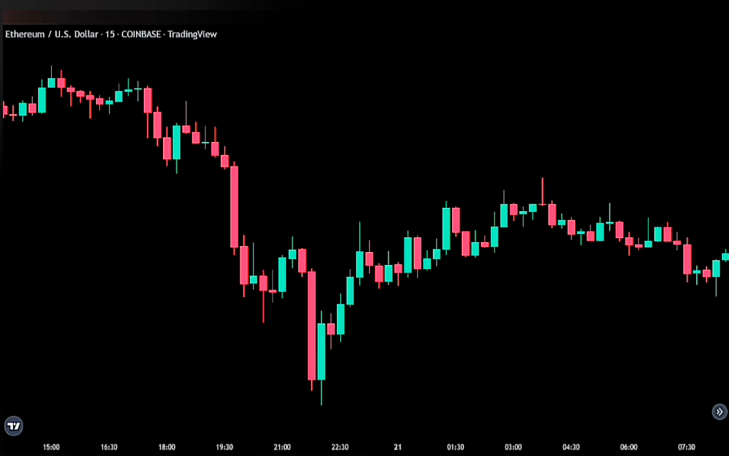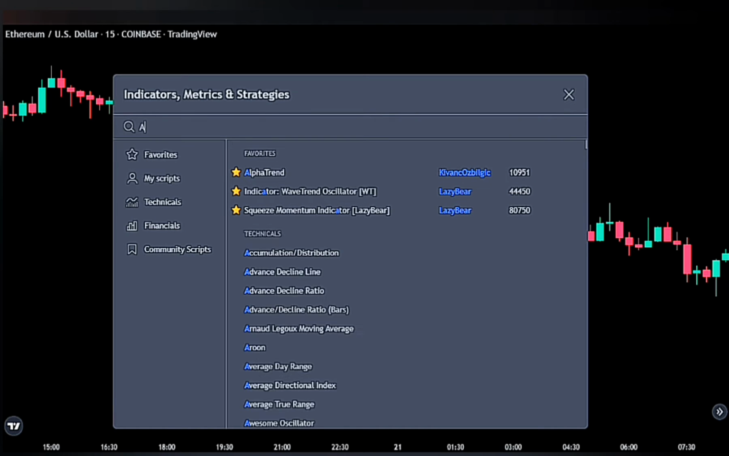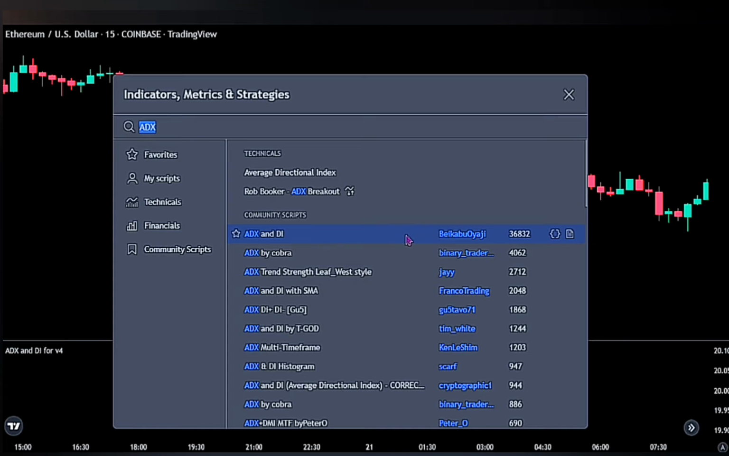Now let's go ahead and add the indicators to our chart. For the first indicator, go ahead and search for the ADX and DI. This one right here by Backtesting. This is an average directional index. As this is our main indicator, this indicator will probably be used to know what trend we are on. Keep watching as we explain how we use the indicator on our chart.